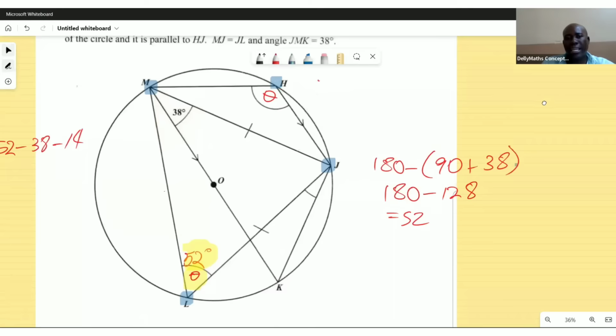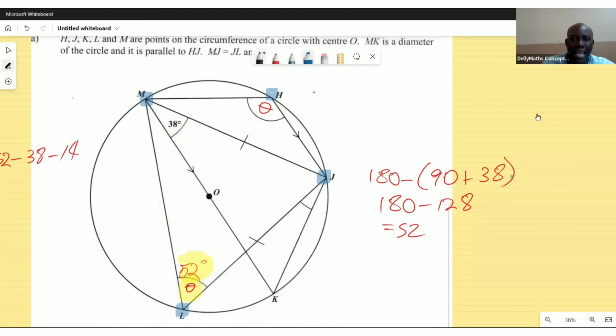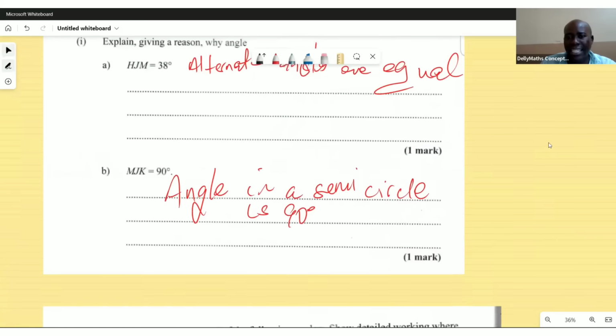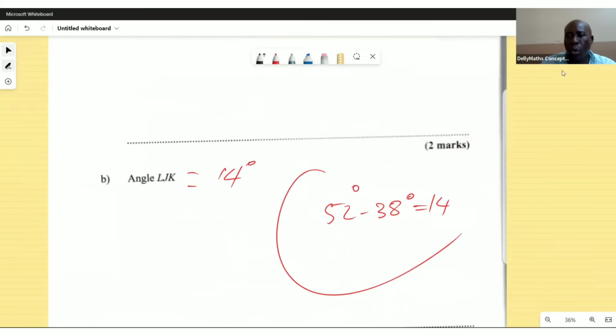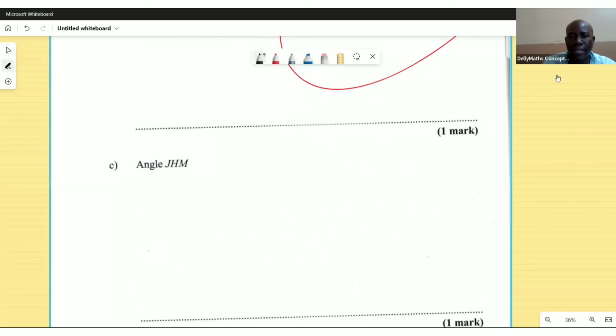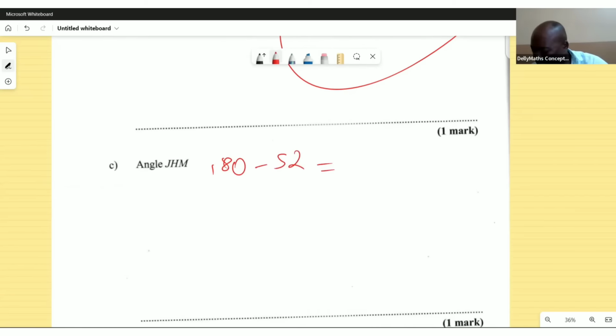So we're seeing the cyclic quadrilateral. Opposite angles are supplementary, so right now we're able to just manipulate that. 180 minus the 52 and we're done. Opposite angles in a cyclic quad add to give 180 degrees. So I'll definitely say 180 minus the 52, and that is going to give us 128. Yes, and that is the answer for that right there.